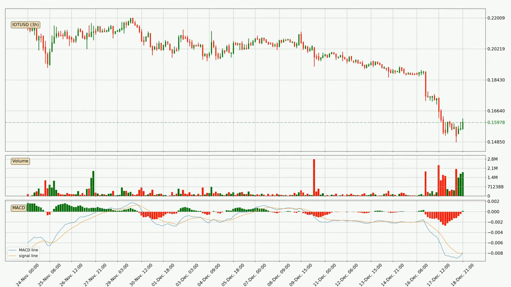Moving to the 3-hourly MACD, the MACD line is above the signal line, which shows that the current trend is on the upside. Looking at the MACD histogram, we can see that the momentum is strong at the moment and we can expect the price to continue growing or maybe at least remaining the same for some time.